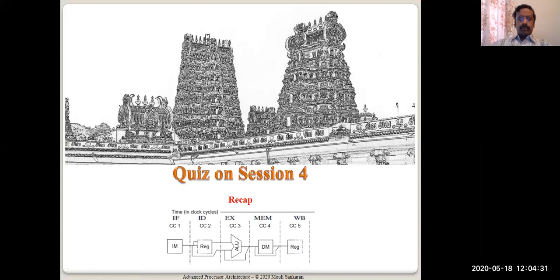Before I start, let me just quickly give a recap so that you are all ready for answering the questions. We are going to study pipeline, and we saw that processing of instructions takes many steps. First, we have to fetch the instruction from the memory and then load it into the instruction register, so that the instruction with the opcode and operands comes into the CPU.